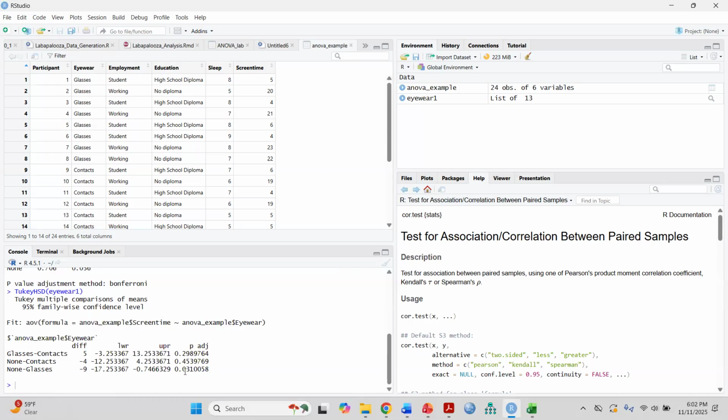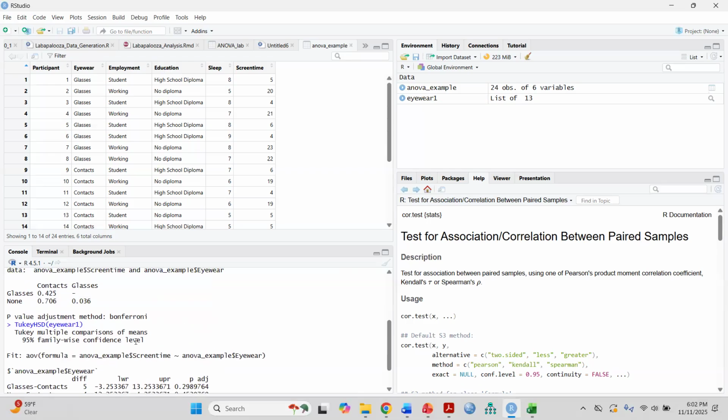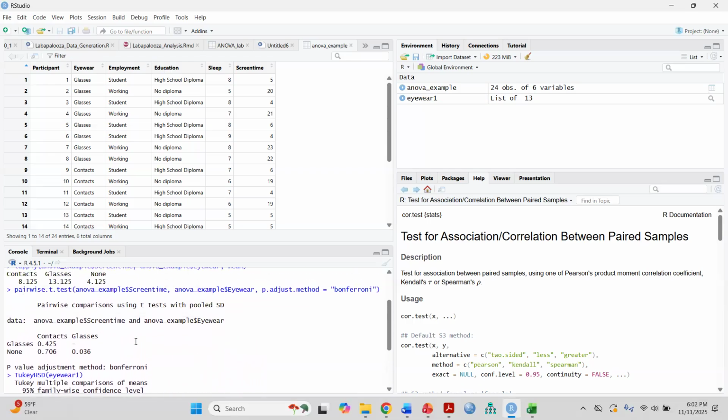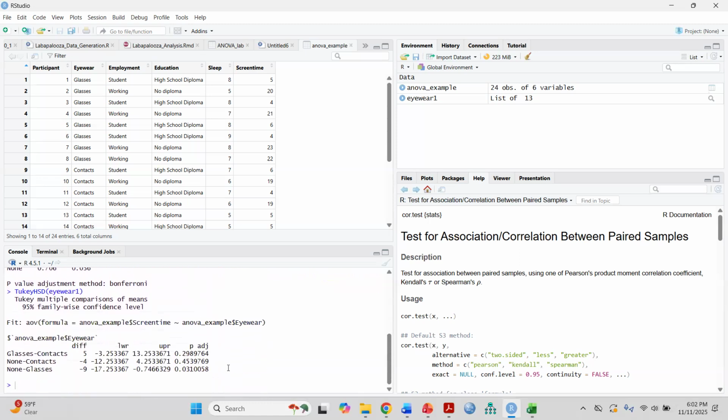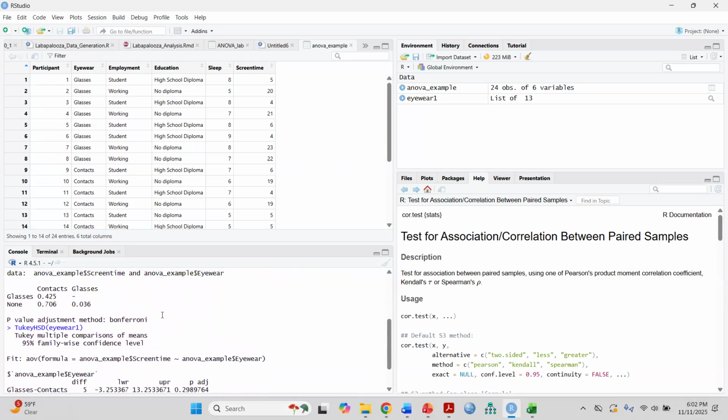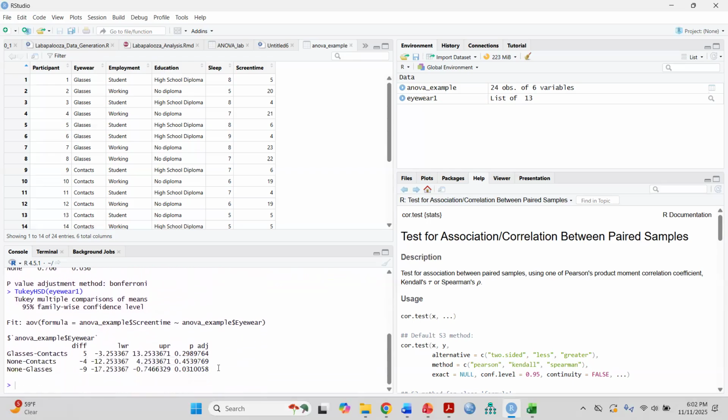So okay, 0.03. So in this case, we actually just found the exact same thing. People who wear glasses have significantly higher amounts of screen time than people who wear neither types of eyewear. And the Bonferroni and the Tukey's HSD follow-up testing both gave us the same answer. Once in a while, though, the Bonferroni will say that something's not significant, and Tukey's will say that it is significant because it's a less conservative test.